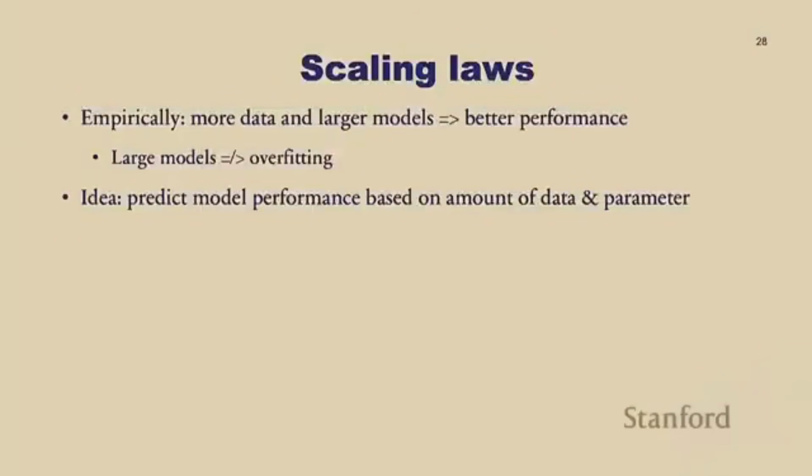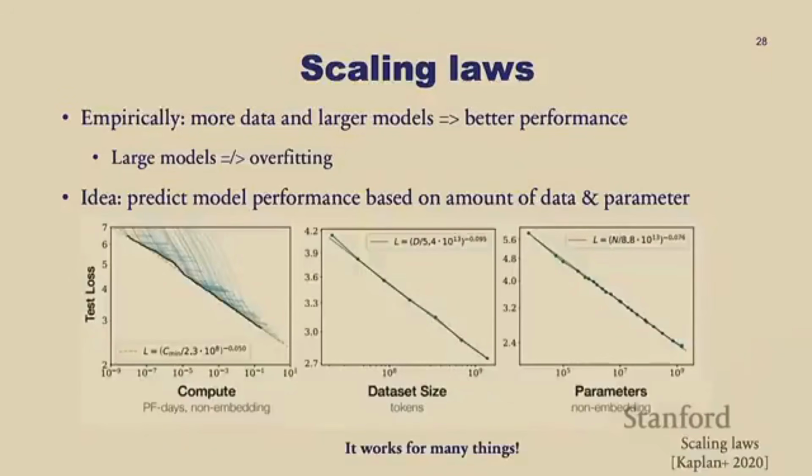So, okay, the idea of scaling laws is that given that you know that more data and larger models will always give you better performance, can we predict how much better your performance will be if you increase the amount of data and the size of your model? And surprisingly, it works. So here you see 3 plots from a very famous paper called Scaling Laws from OpenAI. Here you see on the x-axis compute. So how much compute did you spend for training? And here you see test loss. So this is essentially, I mean, it's not perplexity, but it's your validation loss. So it's the log of the perplexity.